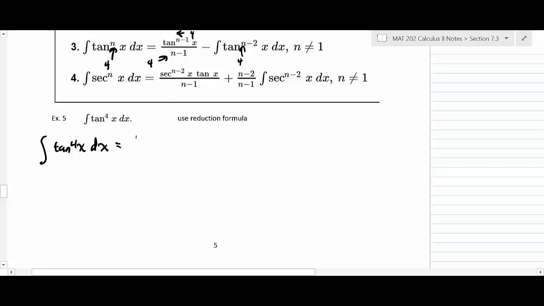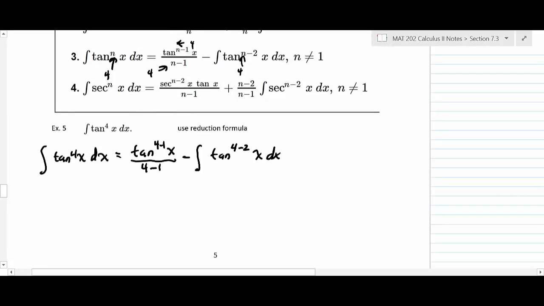So what I'm going to have is the tangent to the 4 minus 1, x, over 4 minus 1. You can do this in your head, but I think it's helpful to write it down. This would be tangent to the 4 minus 2 of x dx. I'm just looking at the formula. Again, I don't expect you to memorize the formula. You can if you want to. I don't have them memorized. They have similar patterns. So just plug it in and now we'll see where we're at. So the next thing we have is tangent cubed of x over 3 minus the integral of tangent squared x dx. Okay, so that's kind of the idea of how you could do that.